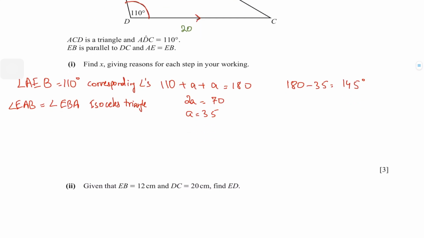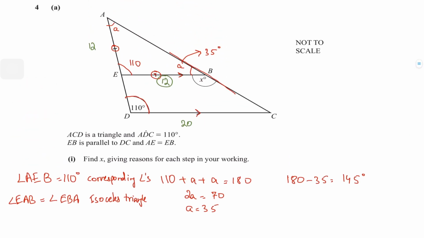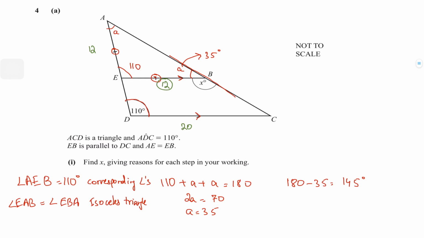Alright, so since we have a pair of parallel lines, that means these two triangles are going to be similar. Let me tell you what triangles are going to be similar. Basically triangle AEB is going to be similar to triangle ADC.